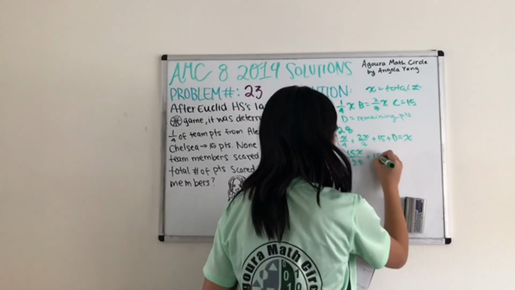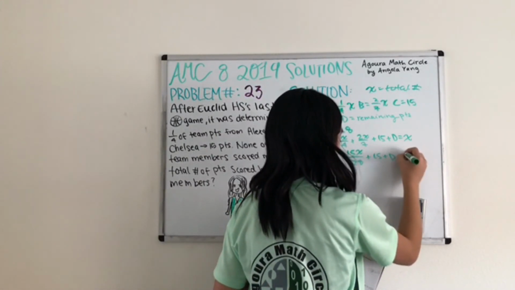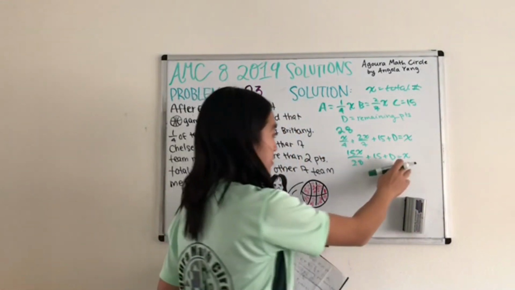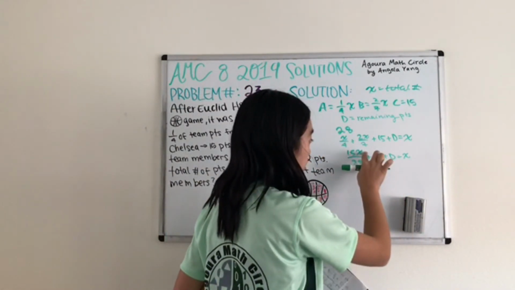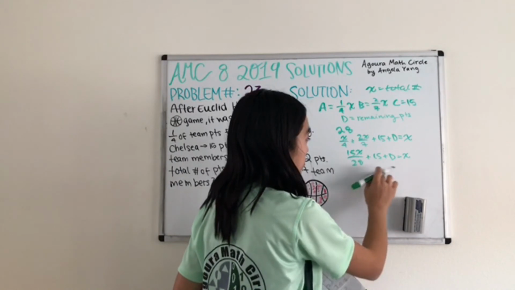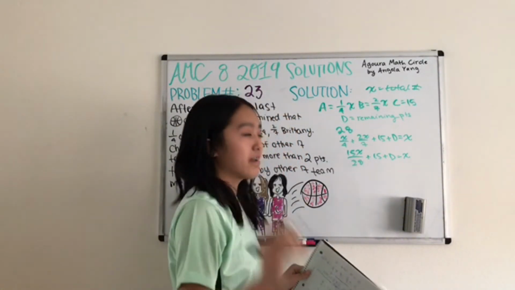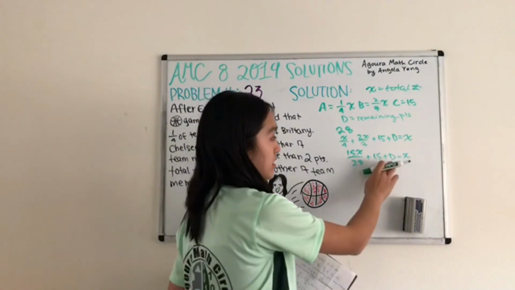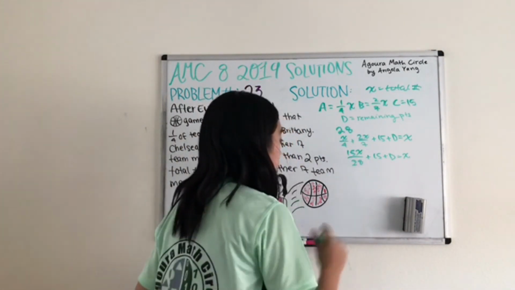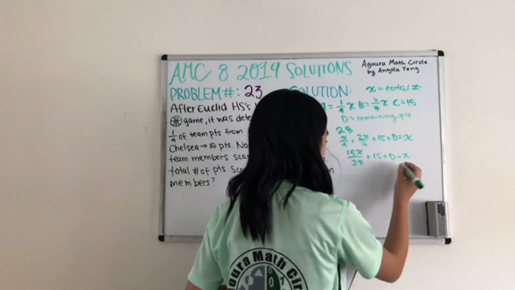Plus 15 plus d equals x. Now x can't equal 28 because if x equaled 28, we'd have 20 over here, it would cancel out. 15 plus d would equal 28, which is not possible because 30 plus d cannot equal 28, since d has to be positive.